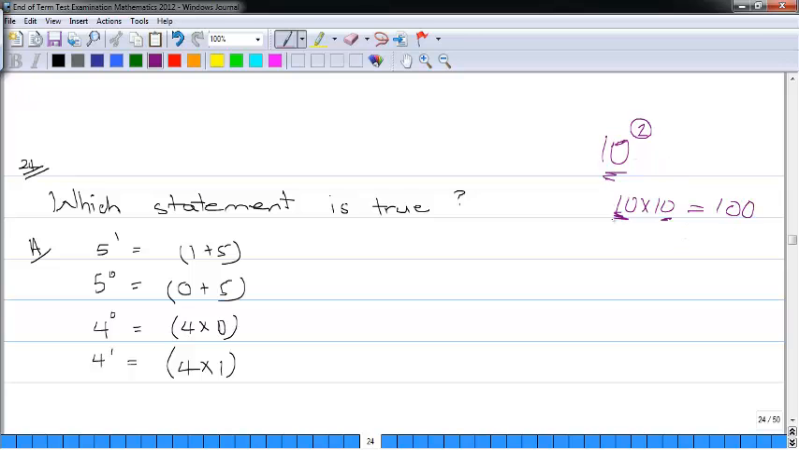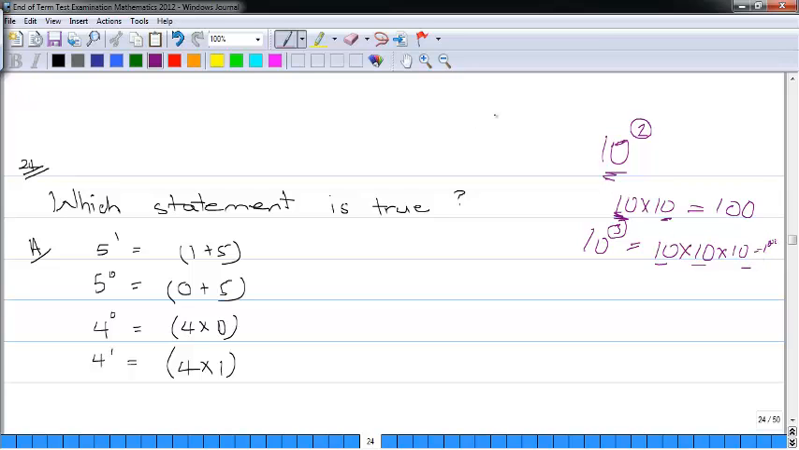So 10 to the third, or 10 cubed, is 10 times 10 times 10. Okay, so it appears how many times? The base appears 3 times, and this answer of course is 1000.